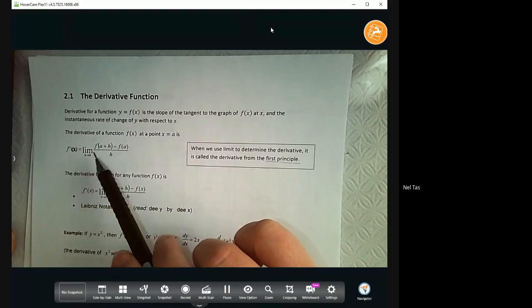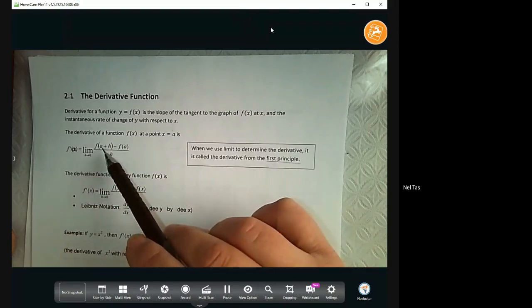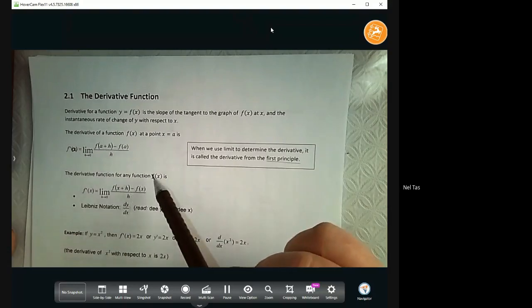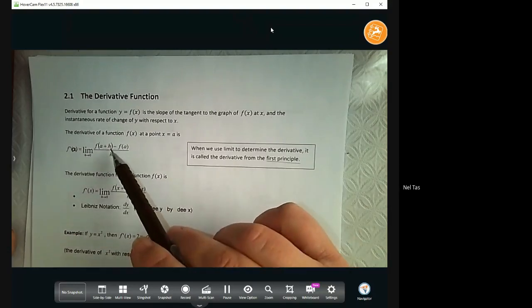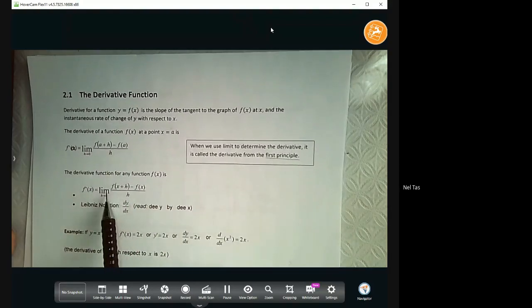Now, instead of a for an arbitrary value, we are going to use x. It is the same idea. So we do f of x plus h minus f of x over h, as the limit as h approaches 0. When we take the derivative function, we use the notation f prime of x.